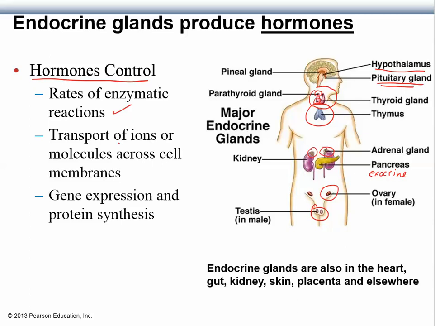Transport of ions or molecules across a cell membrane. Well, sometimes you can have a cell that actually increases or decreases how much, let's say, sodium or potassium or calcium it's taking into or letting out of the cell. And you may need to change that on a very quick basis. For instance, there are hormones that control how much hydrogen is being put into the stomach.